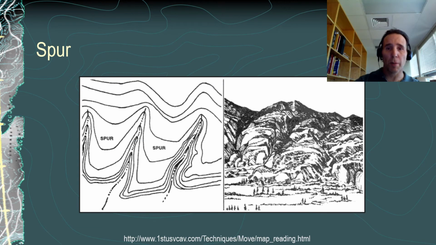A spur is a combination of two features, a valley and a ridge. Spurs and valleys often occur in a repeating fashion. They're common features of ridges and mountains. This is the ridge, and it's been eroded by 3 river valleys in this example.